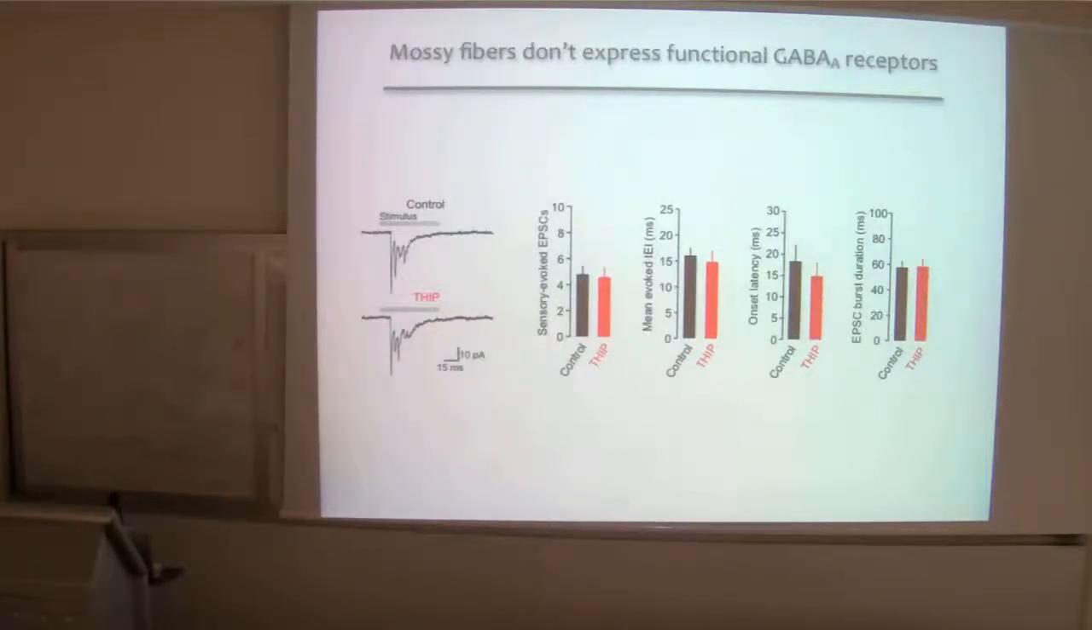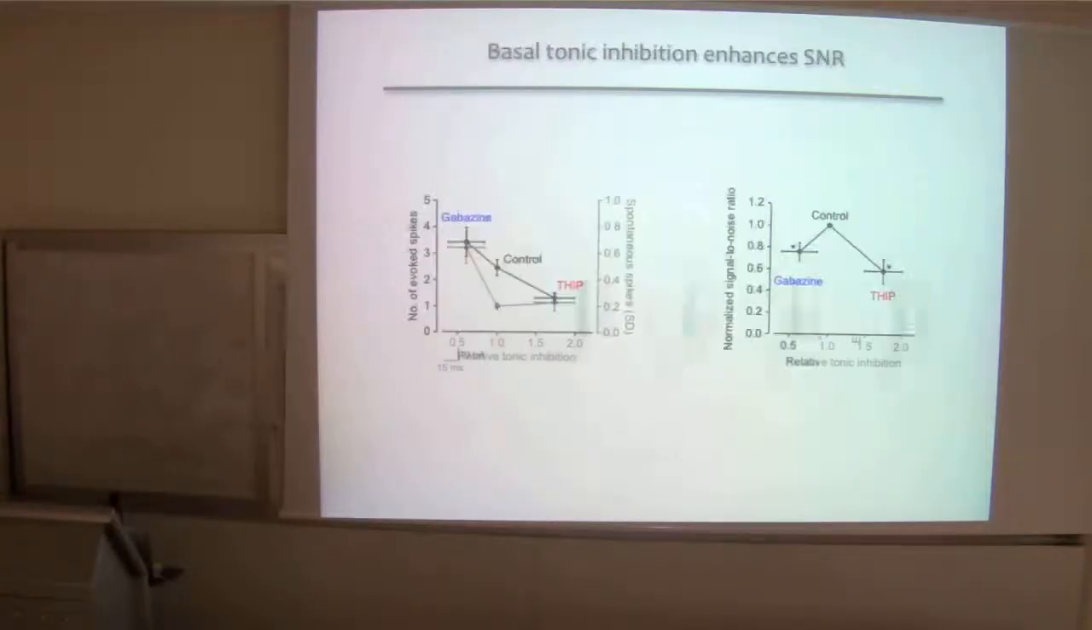So again, we do the same voltage clamp. What if there are extrasynaptic receptors specifically on presynaptic terminals? We do the same experiment applying THIP, looking in voltage clamp at the sensory evoked EPSCs that come in. Again, we see no real change. It's again confirmation that the presynaptic terminal isn't expressing GABA receptors.